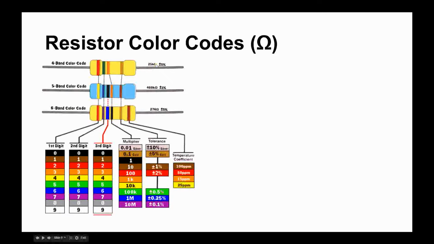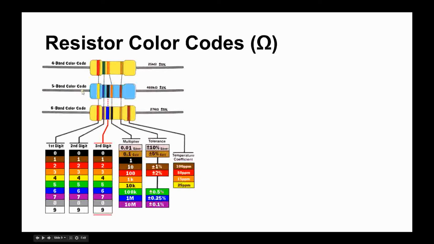And this Greek letter omega stands for ohms. So the units that we read resistance in is ohms. And then finally, this fourth band here tells us the tolerance of this resistor. This is a gold band. So the chart tells us that it's going to have a tolerance of plus or minus 5%.